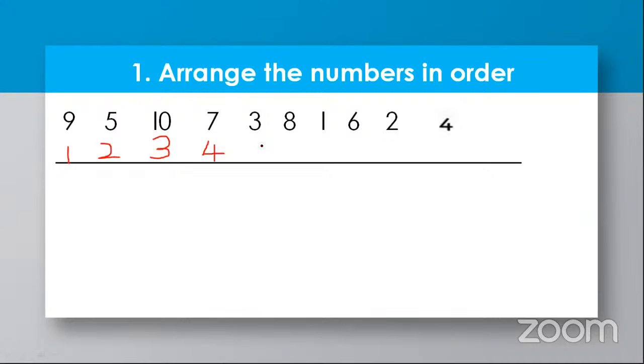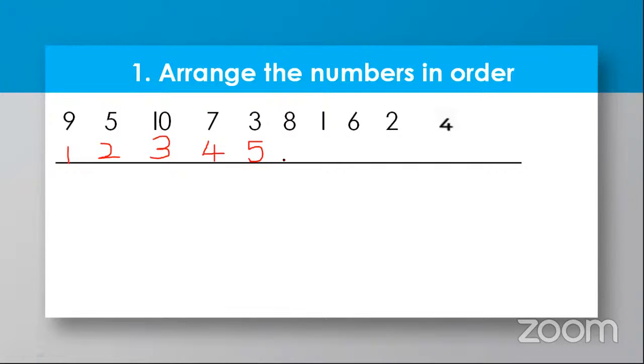Number 5. Thank you. But let us count and see. Always count so that you don't make a mistake. 1, 2, 3, 4, 5. Wow. Jordan, you're right. Number 5 comes after number 4. Let us continue. Which number is next?